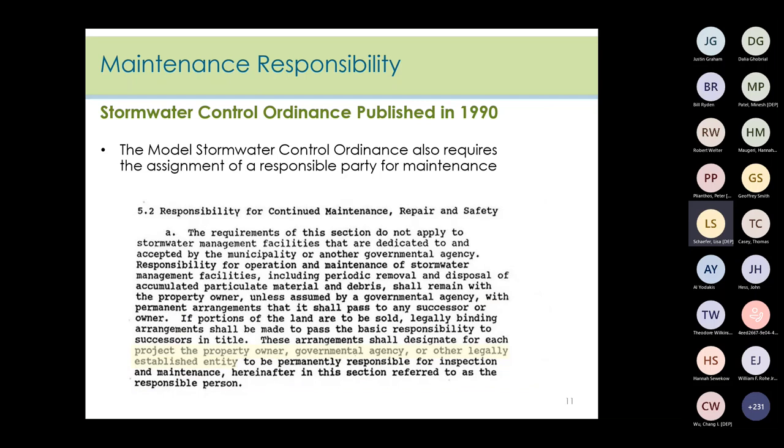The model ordinance issued in 1990 has required the responsible party to be the property owner of the project, a government entity, or other legally established entity, such as a homeowner association. It does not impose the responsibility on a homeowner of a single lot unless the homeowner owns all of the lots in that development. So the responsible party should not be a single homeowner.